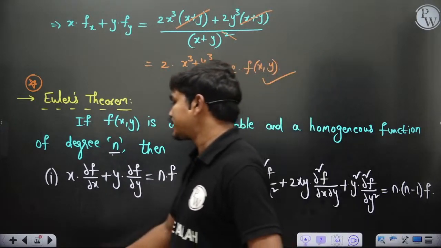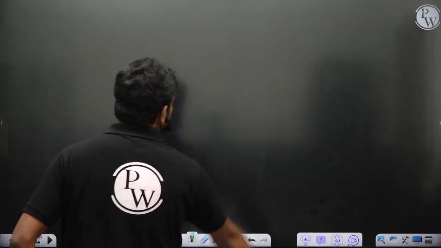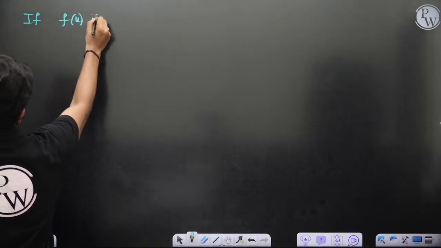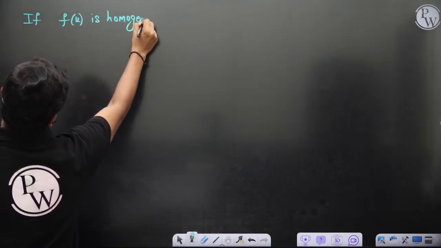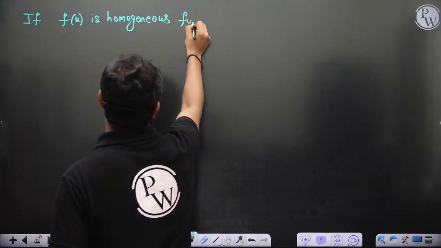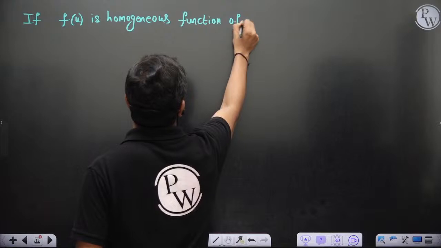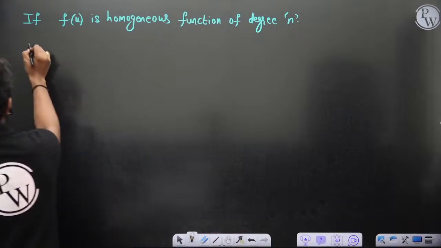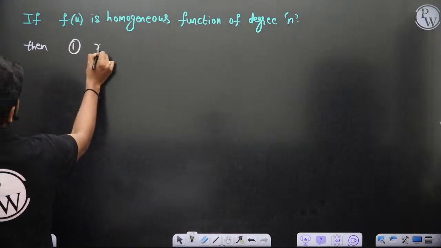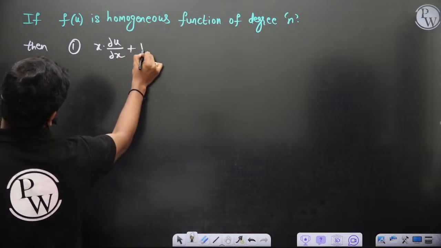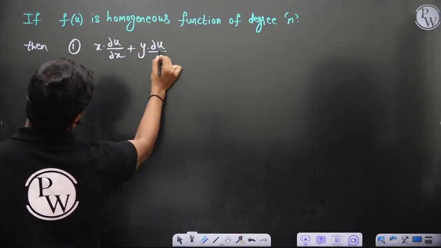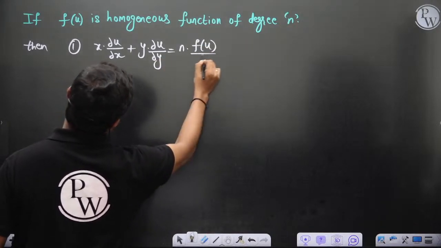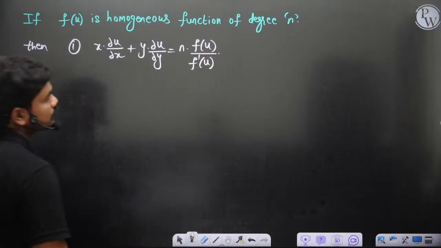Let's see one more case. If f of u is a homogeneous function of degree n, then point number 1: x into dou u by dou x plus y into dou u by dou y is equal to n times f of u by f dash of u. So this is one function actually.